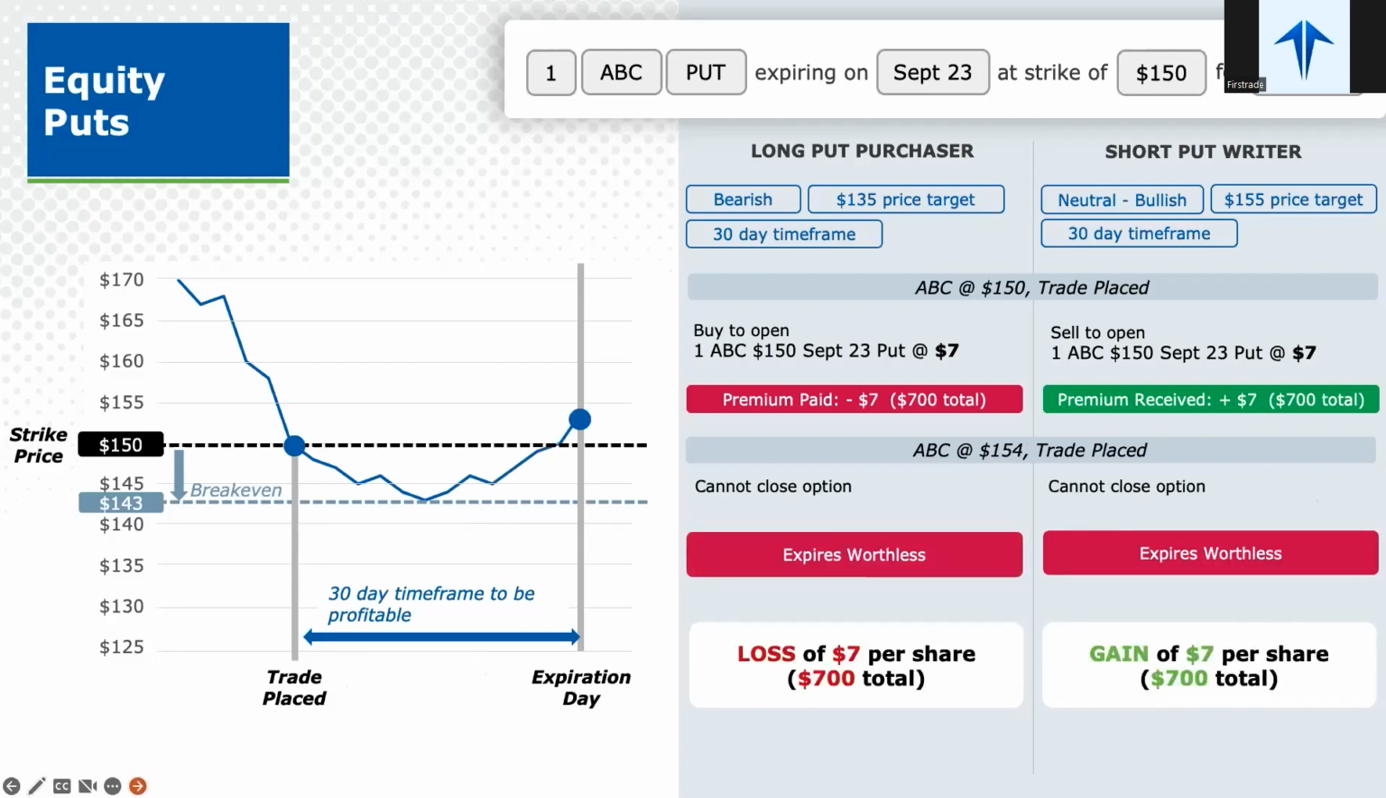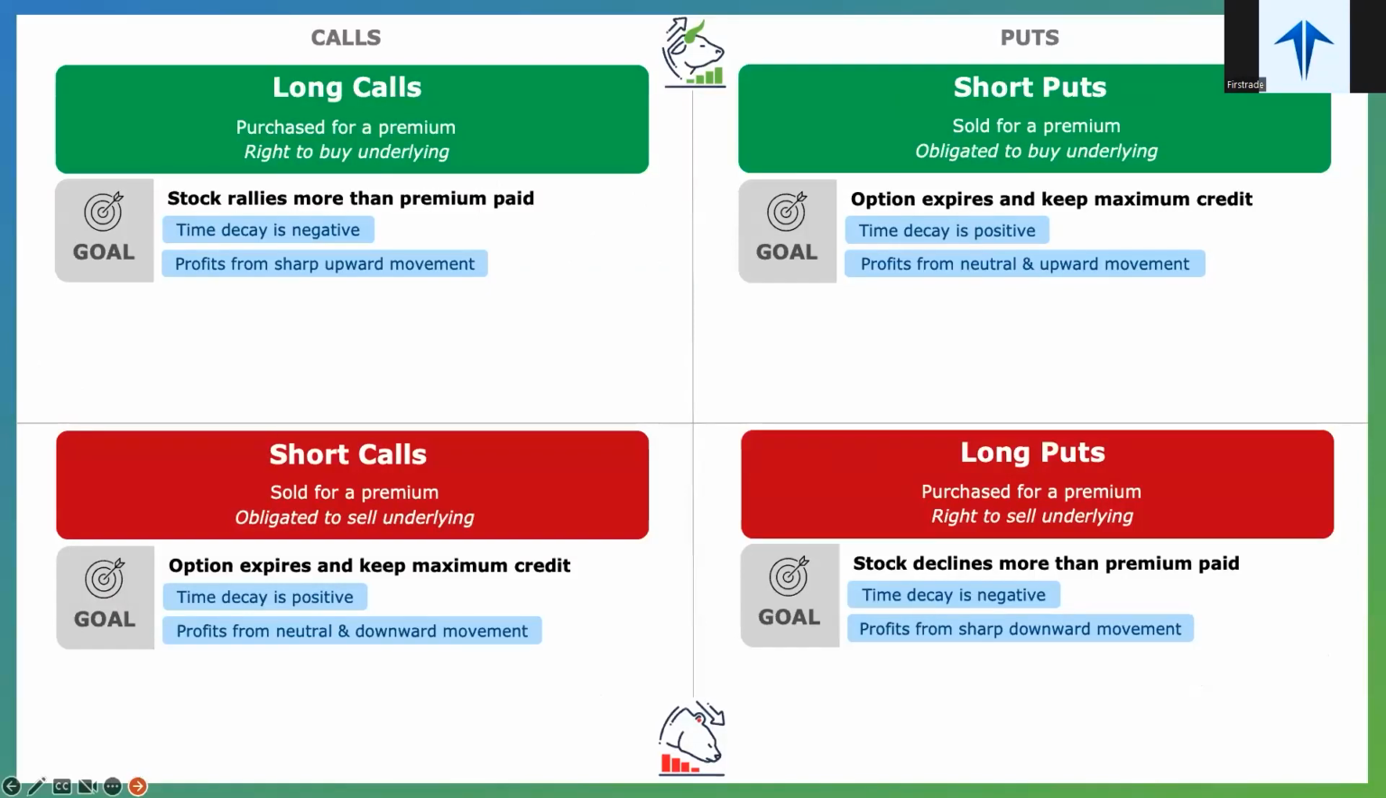And one last scenario, if of course it went up to 154, didn't hit the price target, however, it expires worthless, which is what we're looking for as a short put writer. So I have my maximum gain of $700. And then I cannot close the option for the long put purchaser. So therefore I've lost the amount that I've purchased, my maximum loss potential of $700 per share. And that's where we end this and give you this 4 quadrant where we really adjust and think about our goals and build and broaden this.